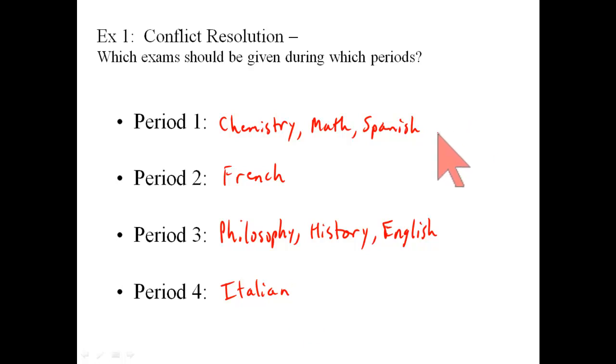Okay, this is one possibility. 4 periods, no student conflicts. And with the information that we have, this is just as good as any other answer.